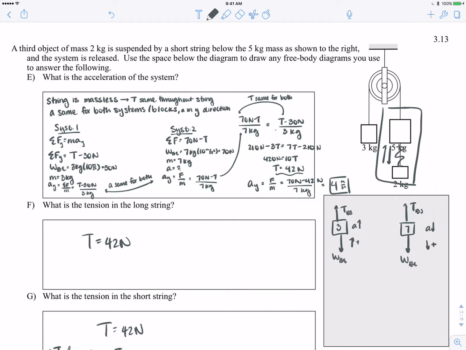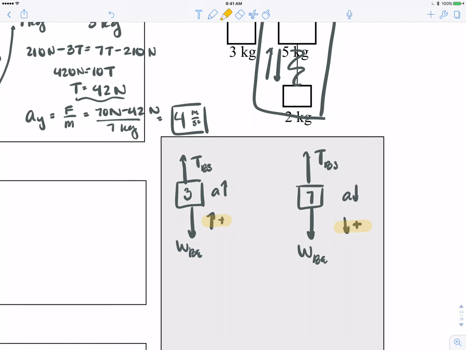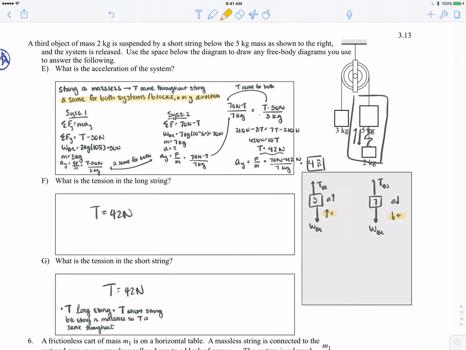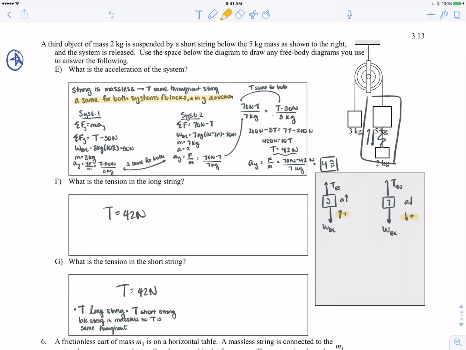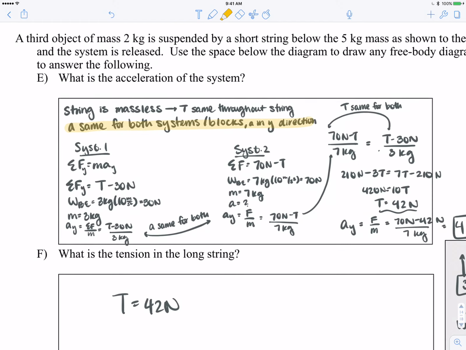So then the acceleration for both the systems is the same because they're on the same pulley system. So that's why we made A positive in this direction and then A negative in this direction, because that way later on you can set the two accelerations equal to each other. Also, the string is massless, so that's how you know that the tension is the same throughout the string.